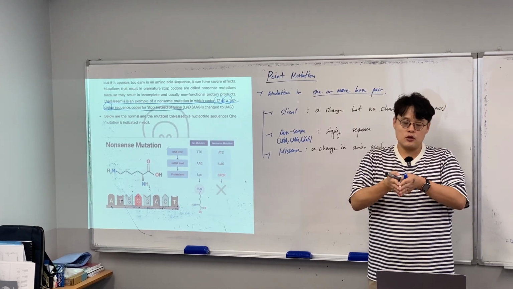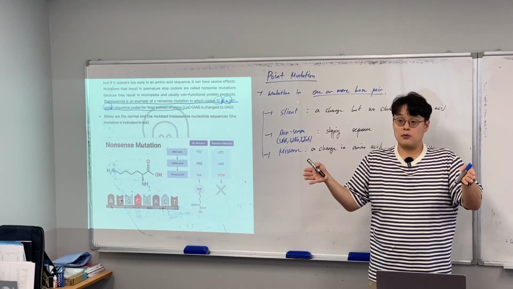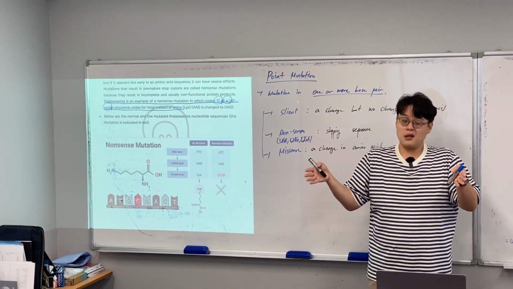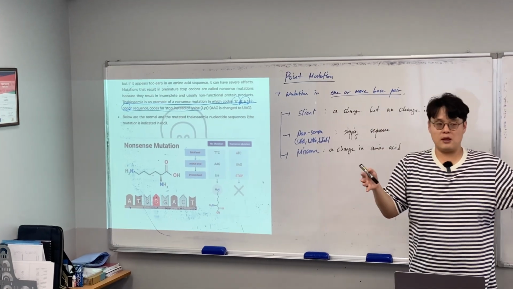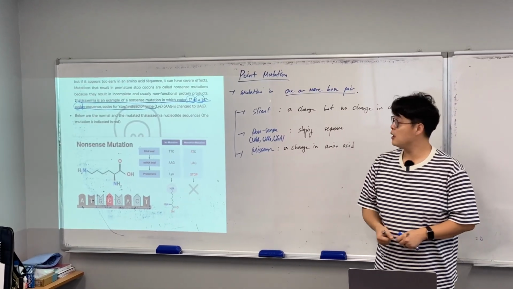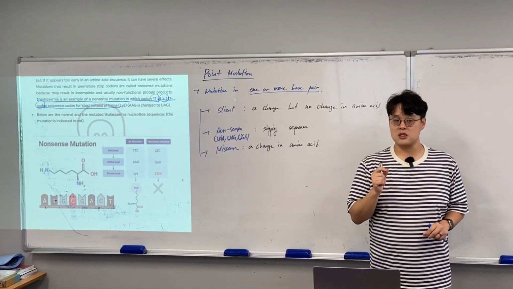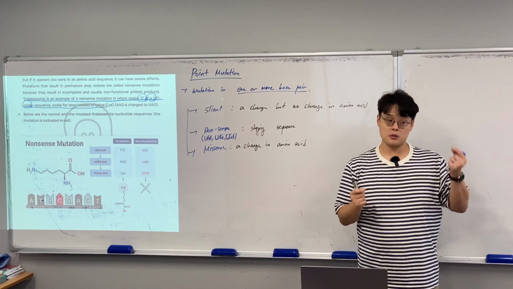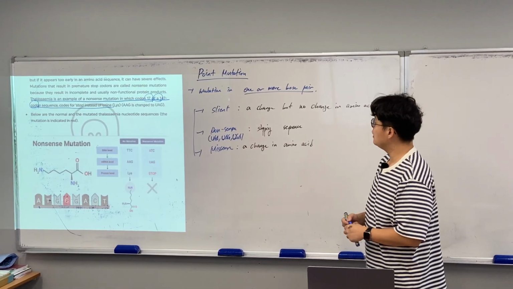It means that your polypeptide is not really completed. Maybe half, maybe a quarter, even shorter, maybe long, but not really completed. This will significantly affect the functionality of the cells as well as the proteins, so it will most likely function abnormally.